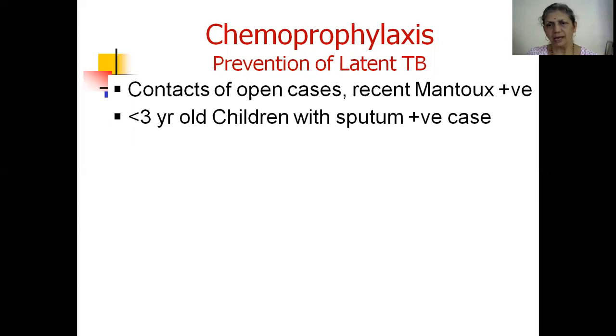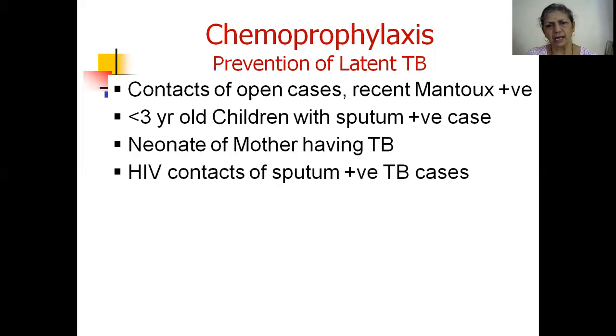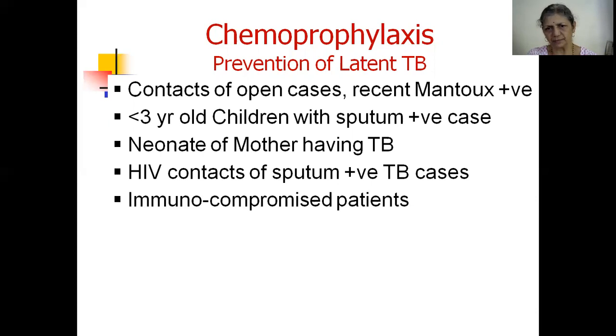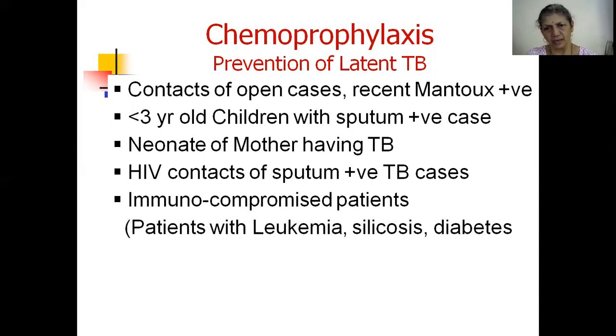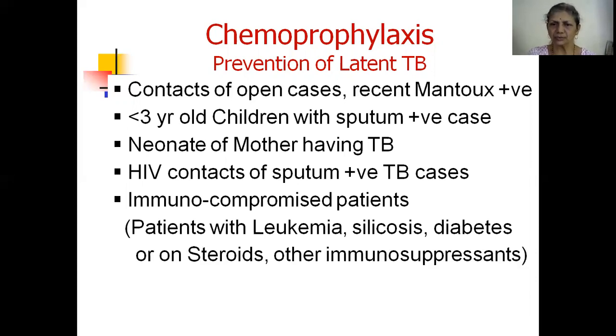neonate of a mother having tuberculosis, HIV contacts of sputum positive tuberculosis cases, and any immunocompromised patients who are in contact with open tuberculosis cases. Immunocompromised because they have comorbidities associated with immunocompromised status, that is leukemia, silicosis, diabetes, or they are on drugs which compromise their immunity like steroids or any other immunosuppressant agents.